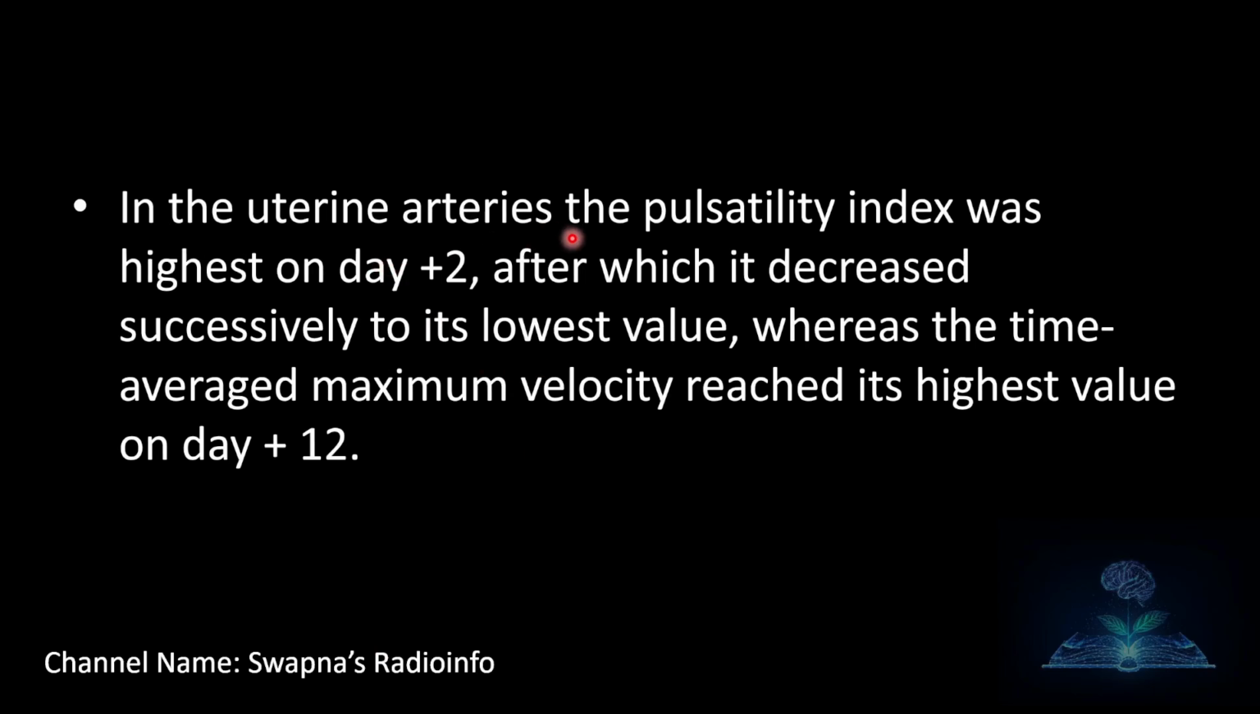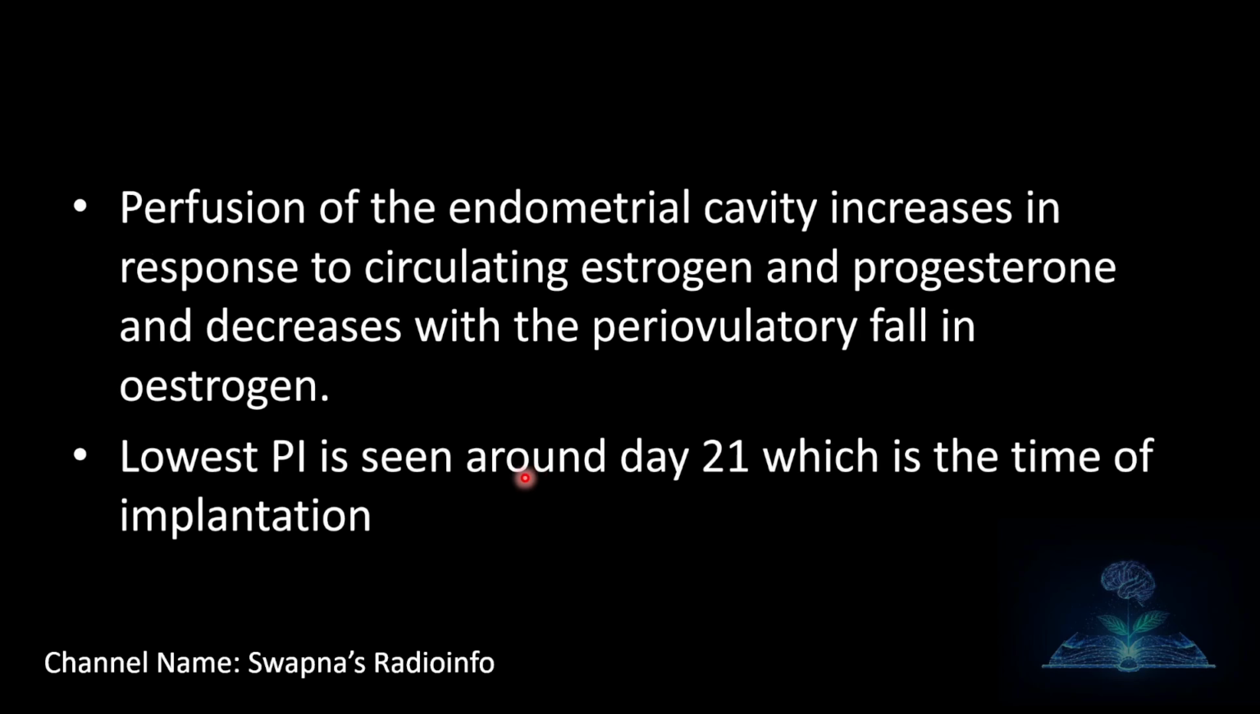In the uterine arteries, the pulsatility index was highest on day 2, after which it decreased successively to its lowest value, whereas the time average maximum velocity reaches its highest value on day 1. Perfusion of the endometrial cavity increases in response to circulating estrogen and progesterone and decreases with the periovulatory fall in estrogen. Lowest PI is seen around day 21, which is the time of implantation.